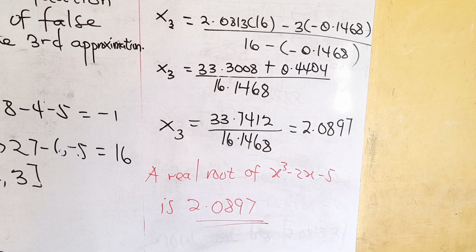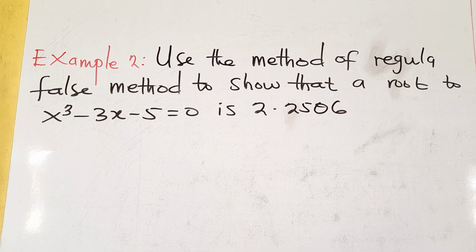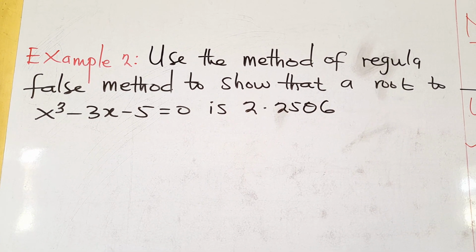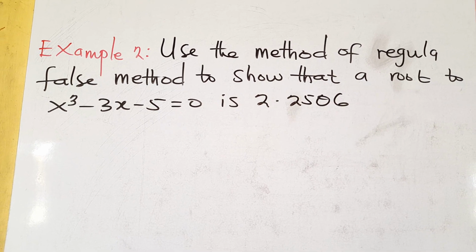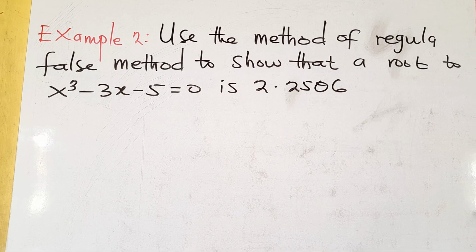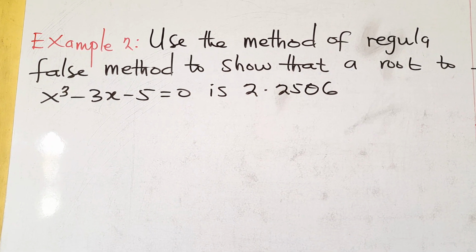We'll take another question and we'll see how we will solve it. So let's look at our second example. Use the method of Regula Falsi to show that a root of 2x cubed minus 3x minus 5 equal to 0 is 2.2506. So how do we do that?